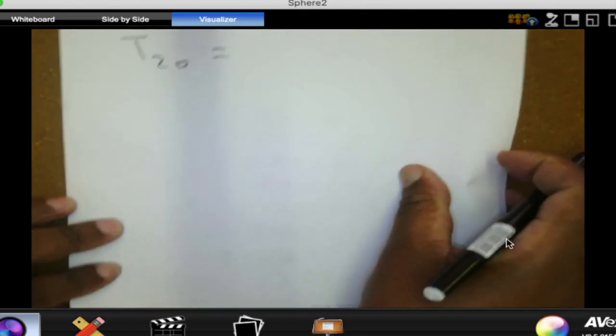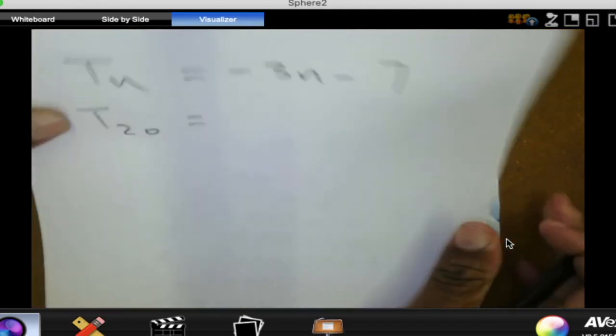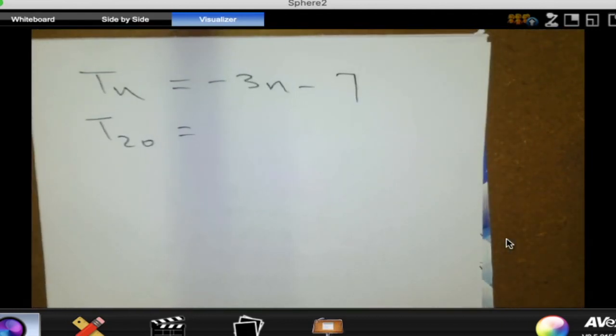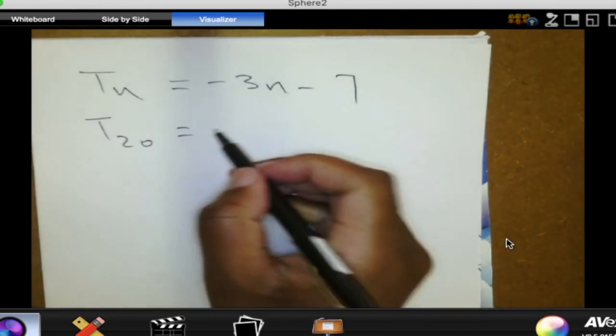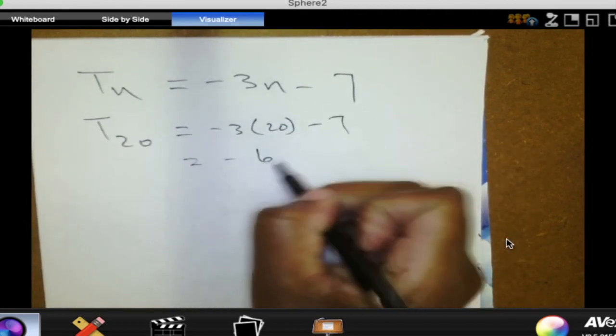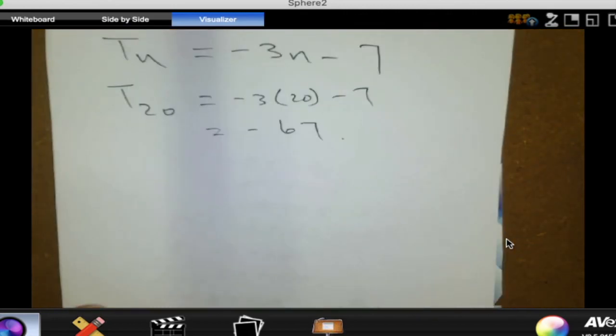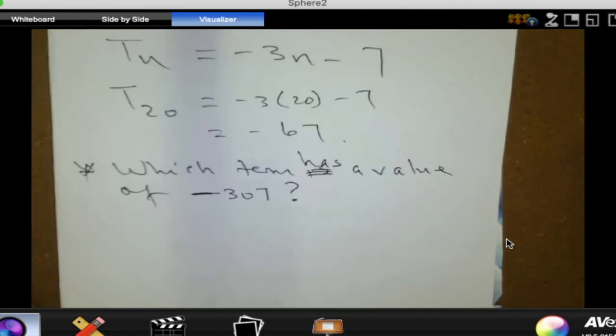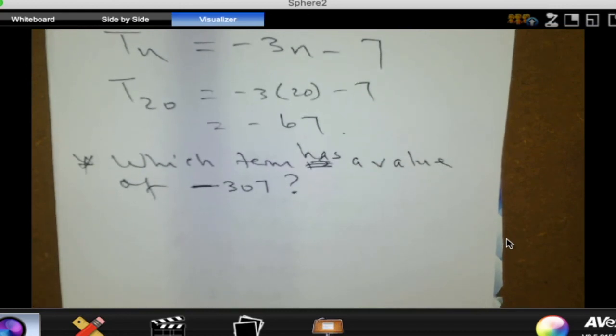If Tn is equal to minus 3n minus 7, then what is T20? You just substitute for n, you put 20, right? So this is minus 3 multiplied by 20 minus 7. Minus 67. This is another question. Which term has a value of minus 307? It's the 100th term.